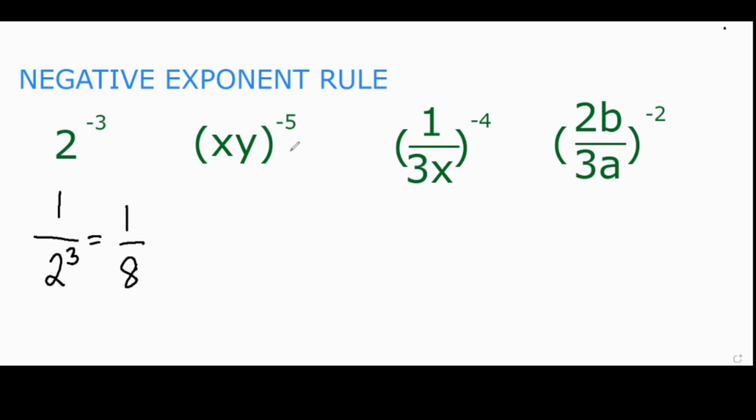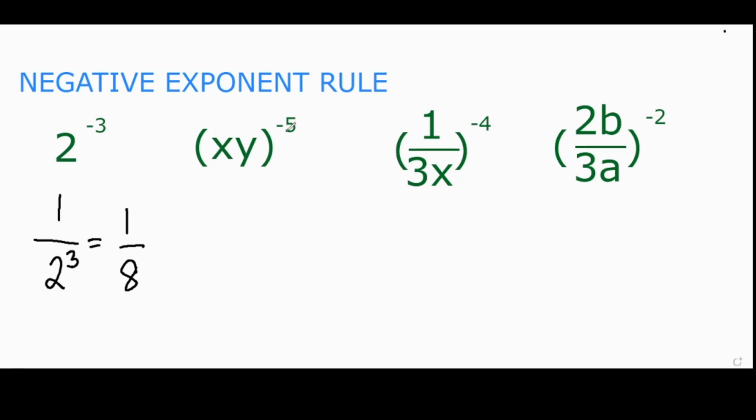Let's do the same process for (xy) raised to negative 5. Here, we have a grouping symbol again, meaning xy is considered as one, and both of them have a negative 5 exponent. Following the negative exponent rule, we make this positive by placing it on the denominator, since originally it is in the numerator. So that will be 1 over (xy) raised to 5.